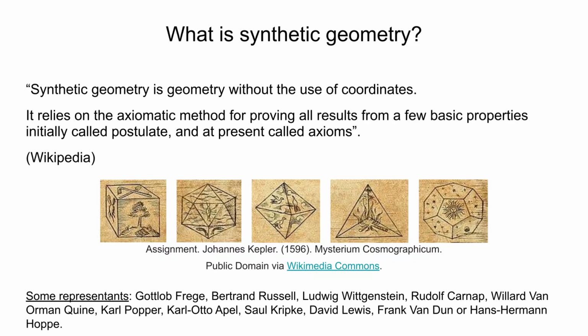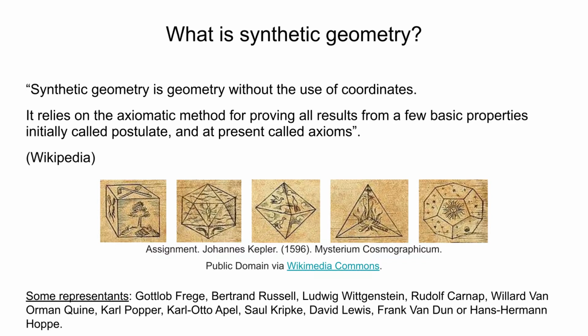Its importance becomes even more evident when dropping the names of some of its prominent representatives such as Gottlob Frege, Bertrand Russell, Ludwig Wittgenstein, Rudolf Carnap, Willard Van Orman Quine, Karl Popper, Karl-Otto Apel, Saul Kripke, and David Lewis, on which some of the most influential philosophical streams are based, such as the Frankfurt School and the Kyoto School, and which gave life to a unique approach in philosophy, argumentation ethics, with representatives such as Frank van Dun or Hans-Hermann Hoppe.